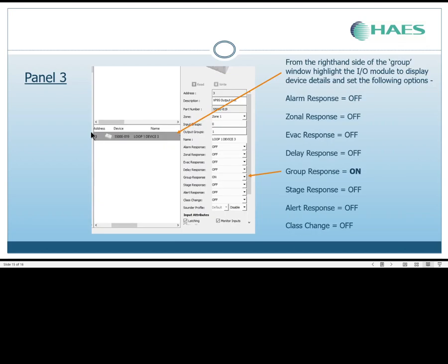Lastly, we need to change the responses for the output module. So we highlight the output module. And then on the right hand side, we set the alarm responses to off, zonal response to off, evac response to off, delay response to off. We set the group response to on, stage response off, alert response off, and class change off. This means that this module will only be affected by the groups on panel 1, panel 2, and panel 3 if two devices go into fire.